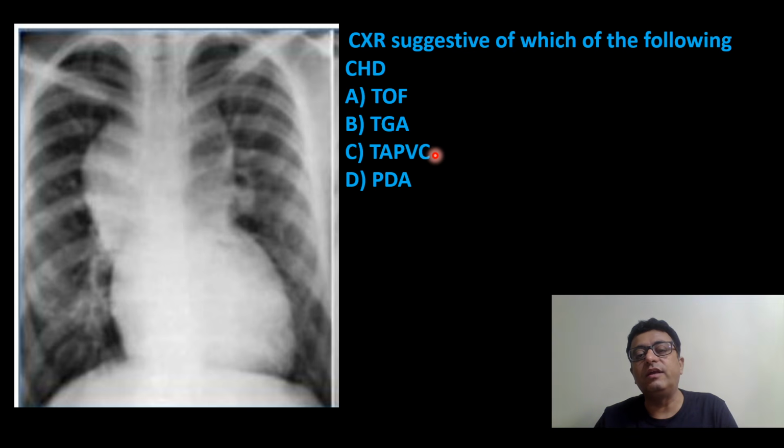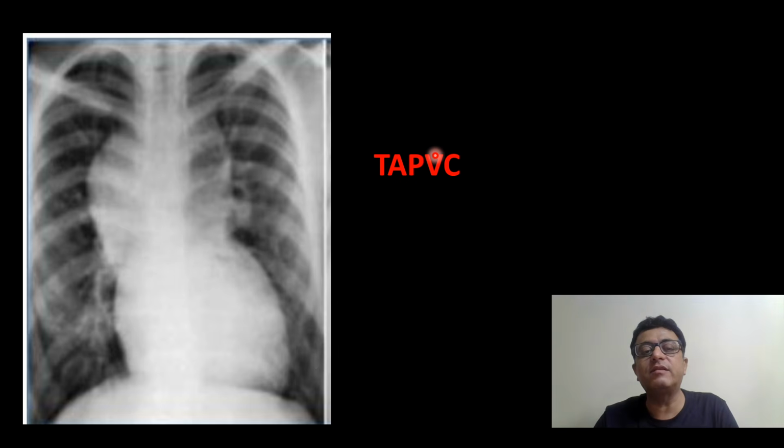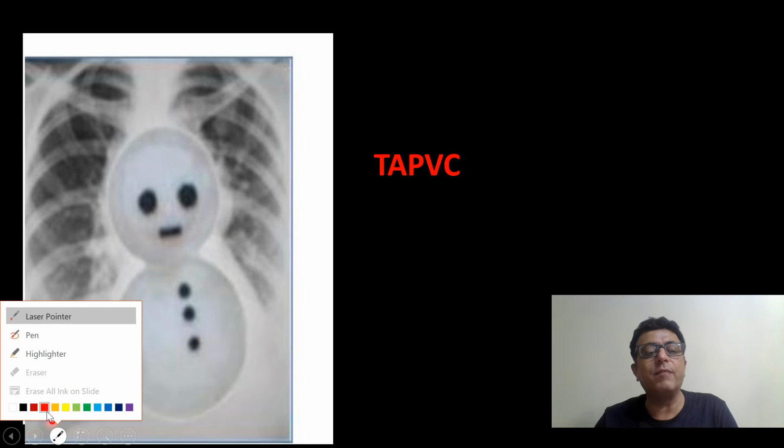It is TAPVC, total anomalous pulmonary venous connection. How can we interpret this X-ray? TAPVC X-ray is also known as the snowman or figure 8 appearance. You can appreciate here this figure 8 appearance, or snowman appearance. It is classically present in supracardiac TAPVC.